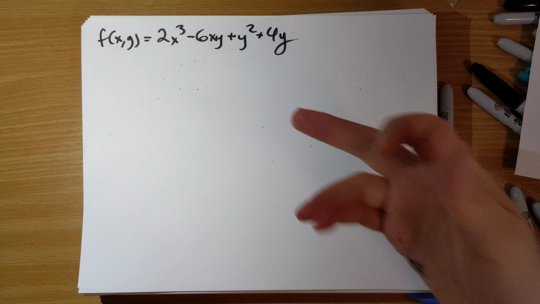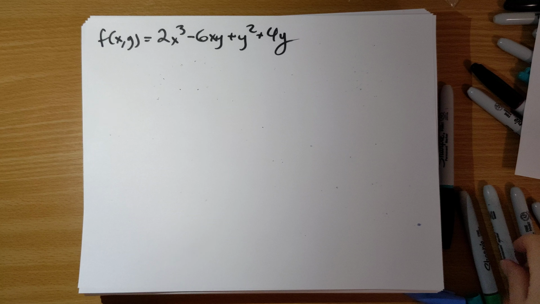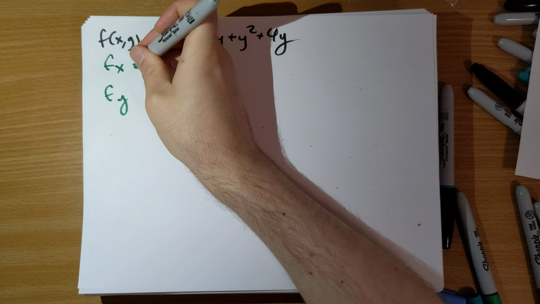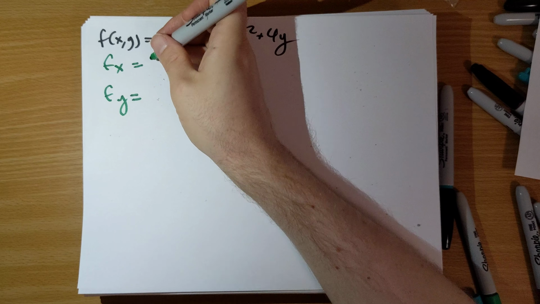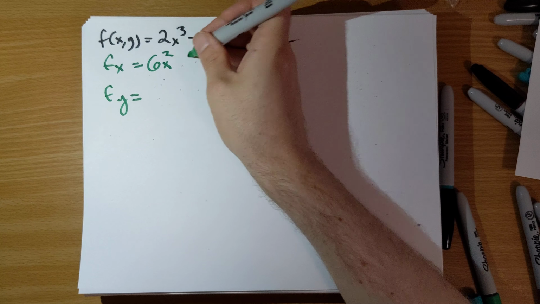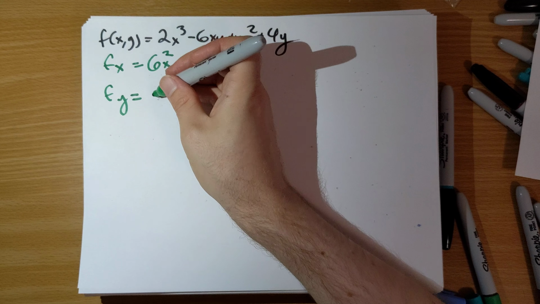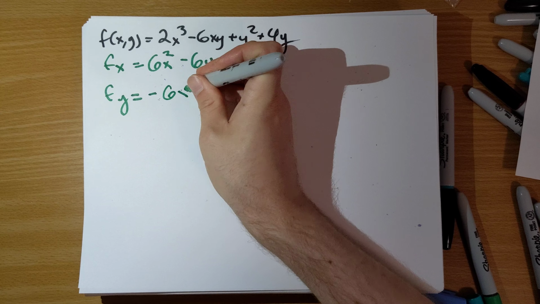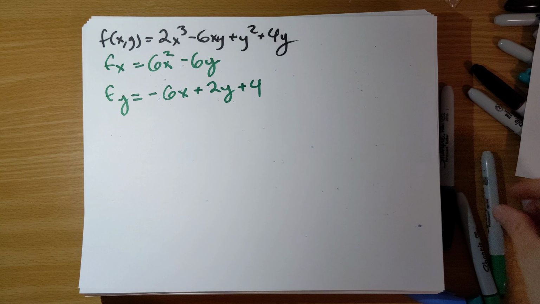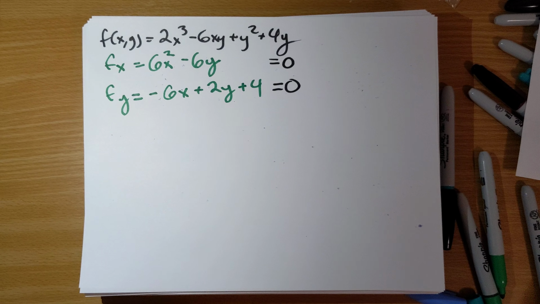Number 34, find and classify the critical points of this function of two variables. We know we need to take partial derivatives and set them equal to 0. So the partial derivatives are going to be 6x squared minus 6y, and minus 6x plus 2y plus 4. And both of these need to equal 0.